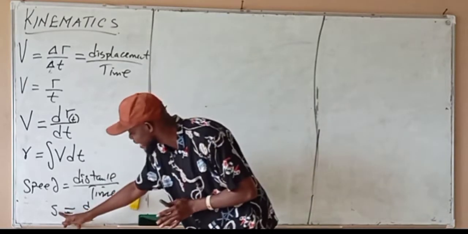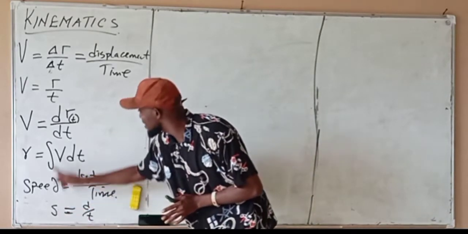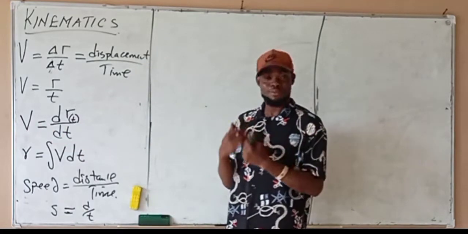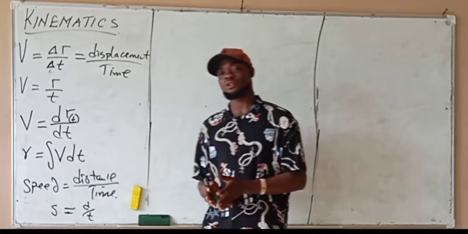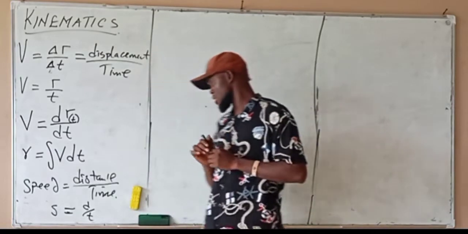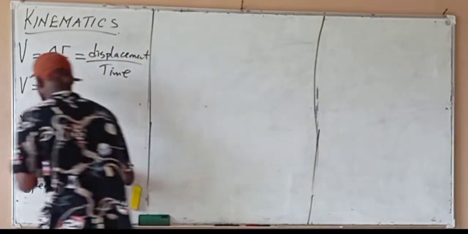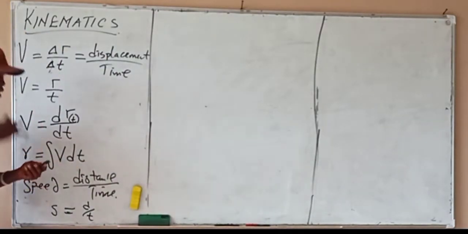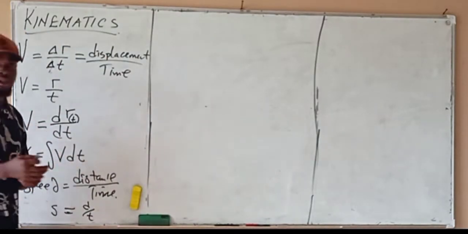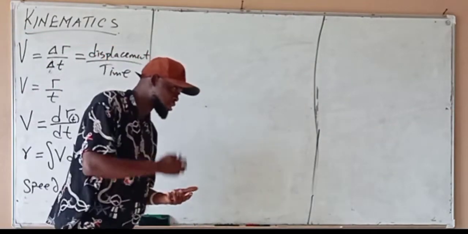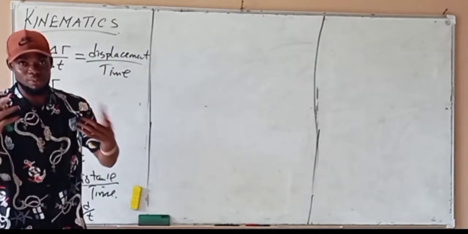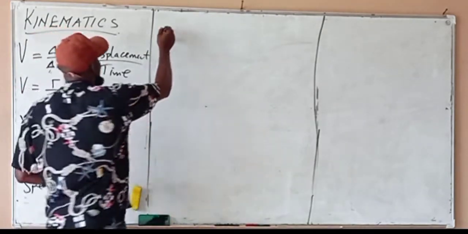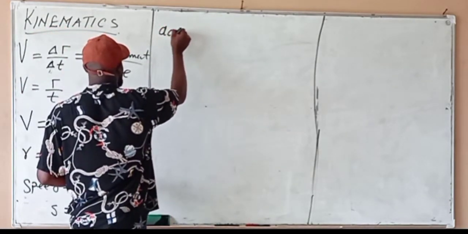Remember, speed will not have direction. The difference between speed and velocity is that velocity has direction, but speed does not. Speed only has magnitude, but no direction. Take note of that. There is also something called acceleration. Remember, we use all this to describe the motion of an object: what is the acceleration, what is the velocity of the body, what is the distance moved or the displacement, and so on.